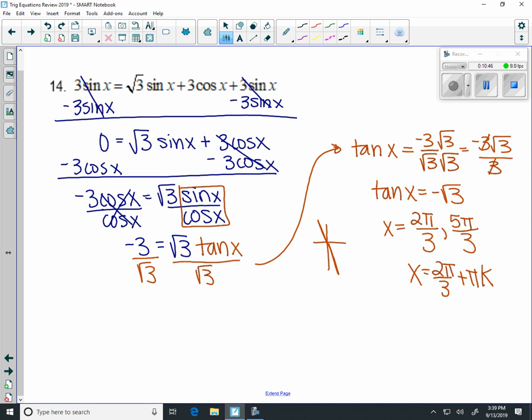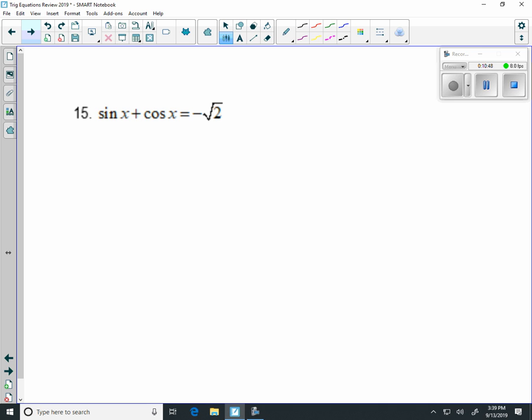This last problem is definitely a guess and test. The radical 2 here should be a big flashing sign to you that you need to work with radical 2 over 2, radical 2 over 2 as your pair. So how can we make this happen? All right, I'm going to do radical 2 over 2 plus radical 2 over 2 and see what happens.